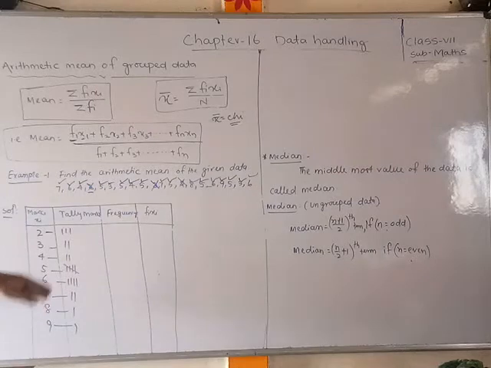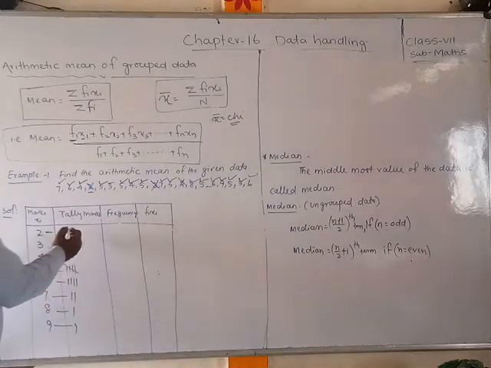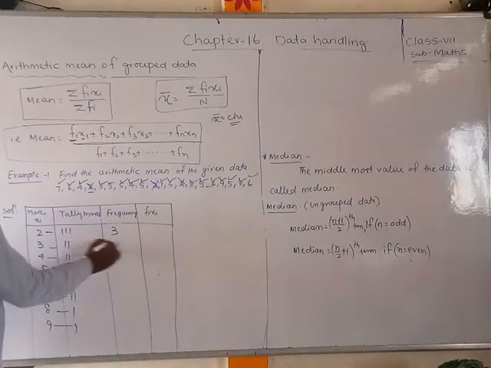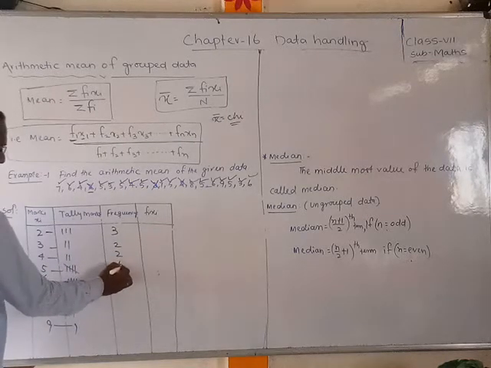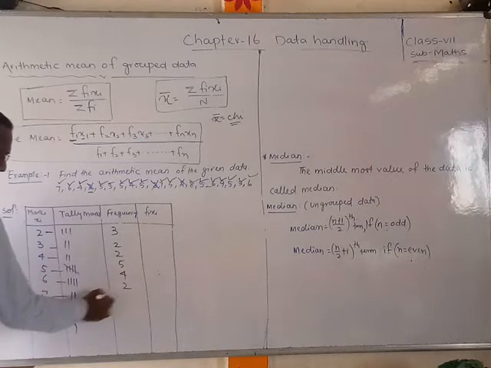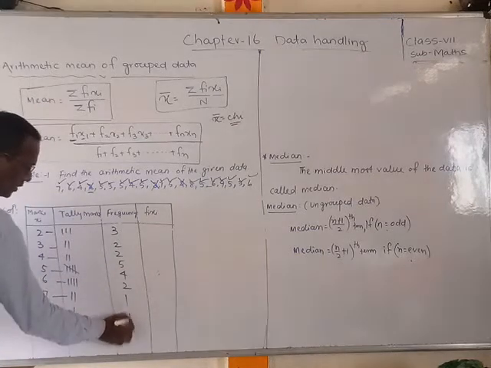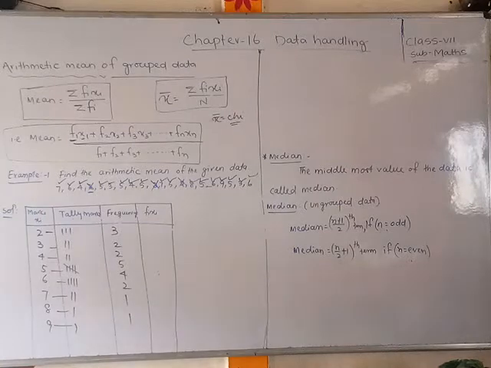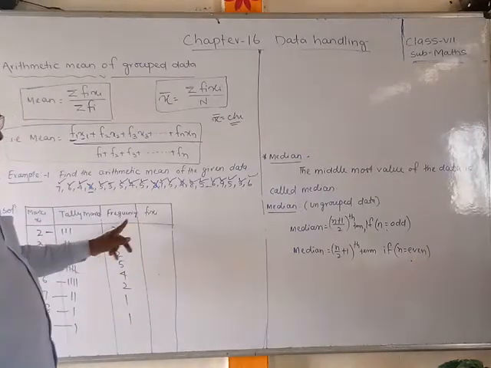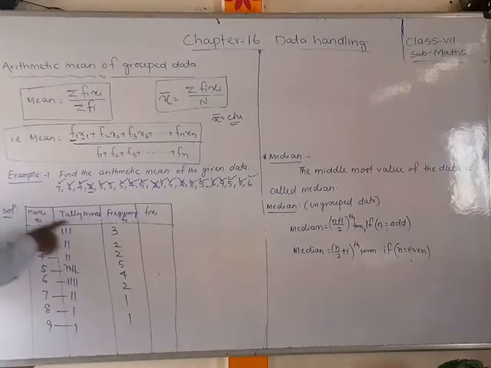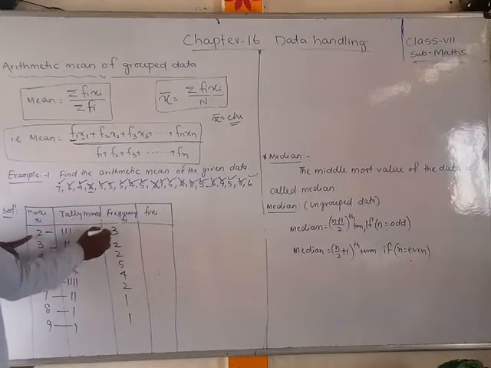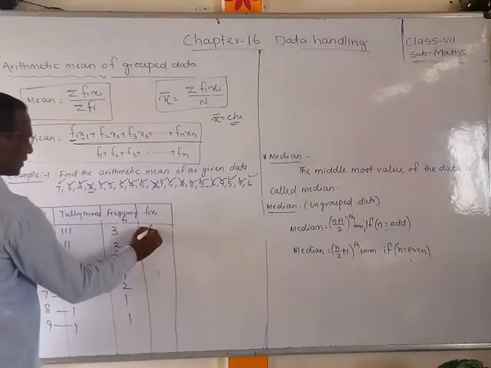Now from the tally marks we can write the frequency. So here 3, here 2, here 2, here 5, here 4, here 2, here 1, here 1. Okay, now what do you have to do? Fi into xi. Fi is this one, xi is the marks. So multiply fi into xi. If you multiply this number by this number, you get 6.